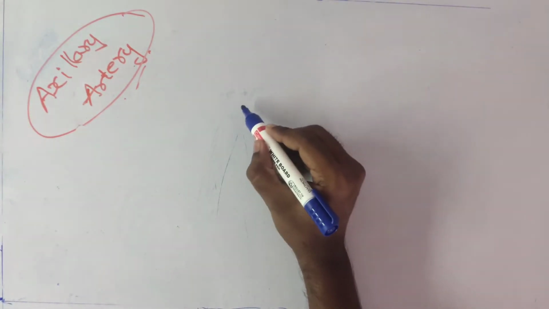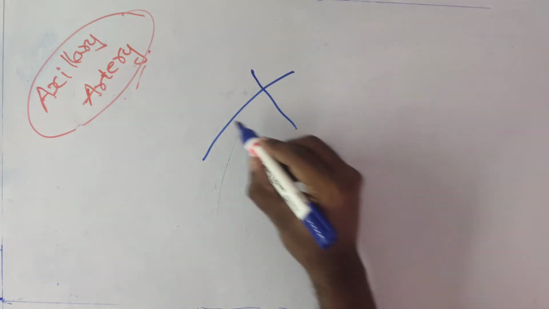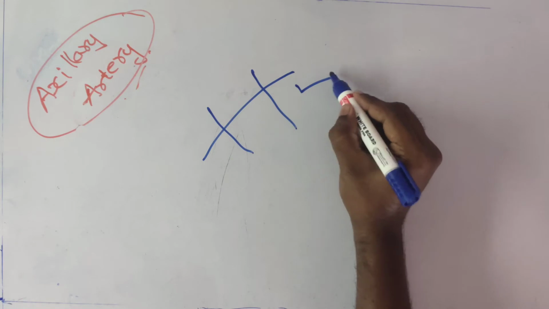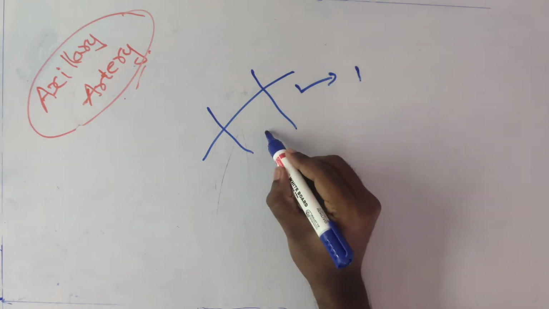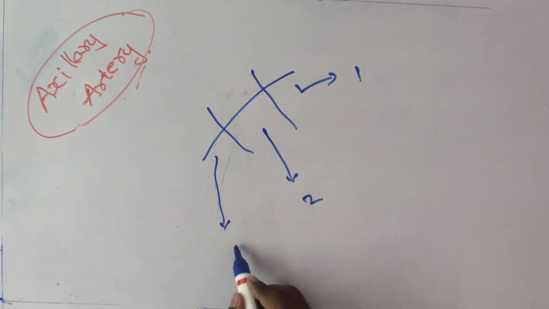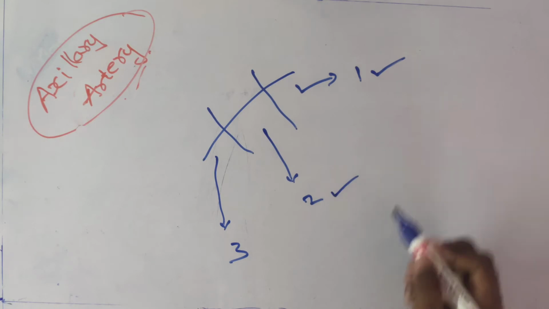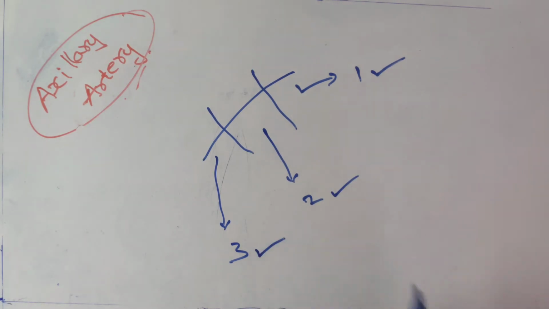See, there are three parts of the axillary artery. First part contains one branch, second part contains two branches, third part contains three branches.